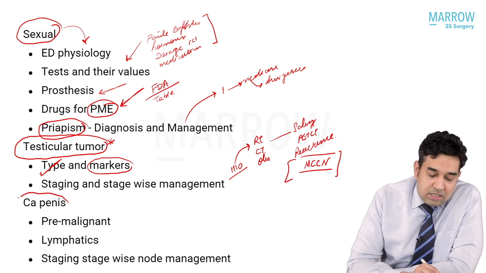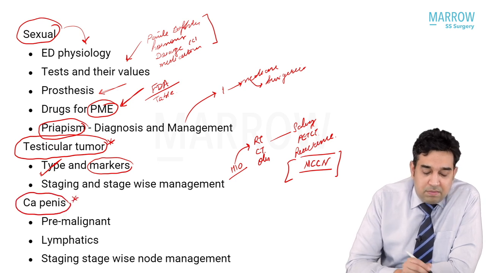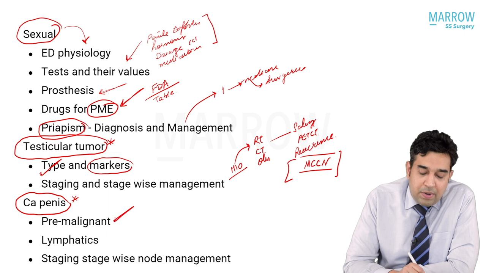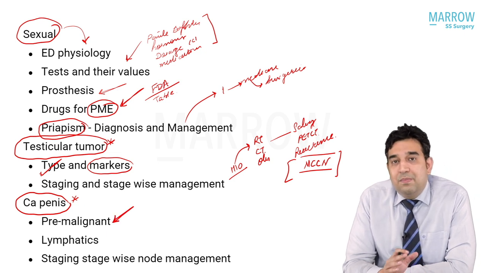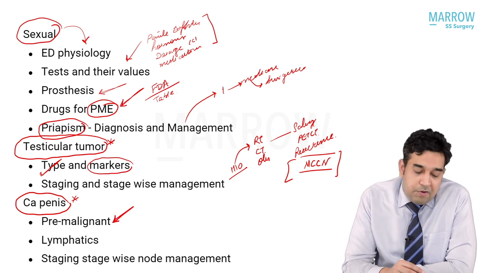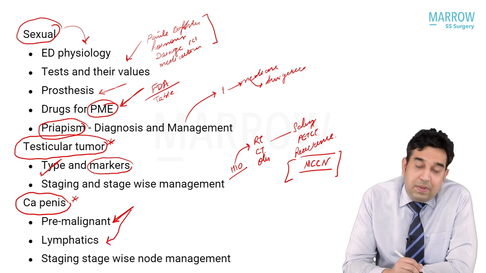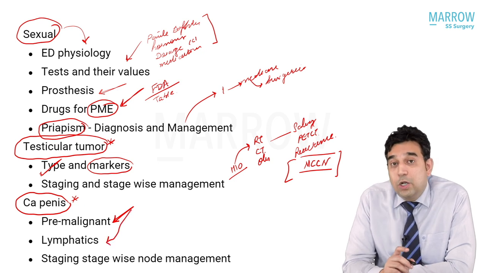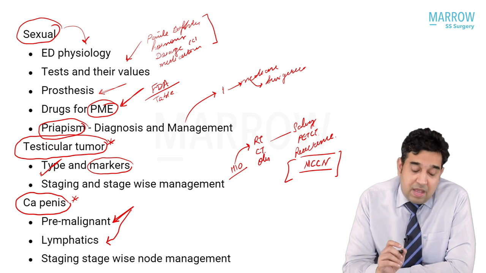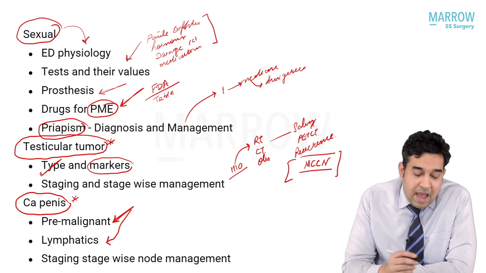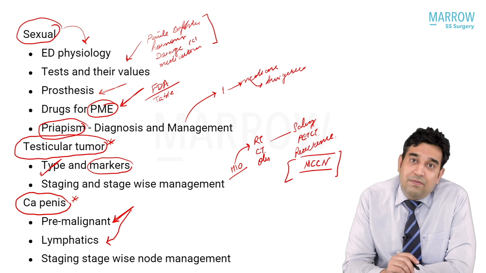Then talking about CA penis, again it's a malignancy, so it becomes a high yield topic. So you should know about all the pre-malignant lesions, which of them are really pre-malignant, which are not. We should know about the lymphatic drainage from the penis. Specifically also in testicular tumor, we should know about the lymphatic drainage and the crossovers which happen. And then in CA penis, node management is very, very important.